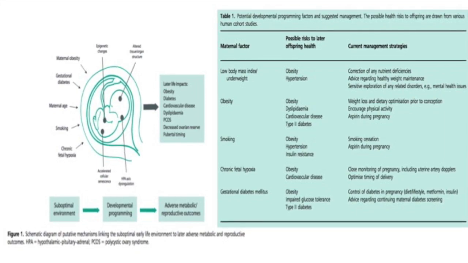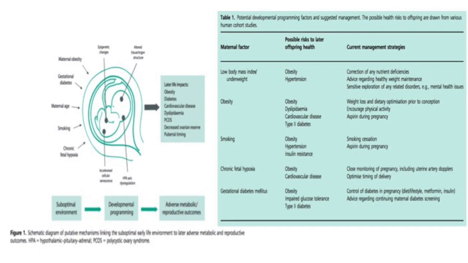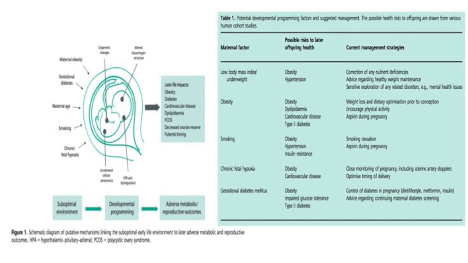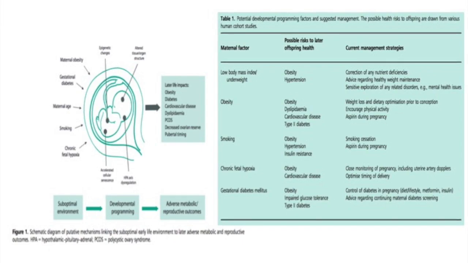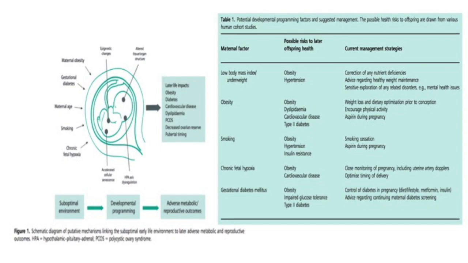The fourth maternal factor is chronic fetal hypoxia, which again leads to obesity and cardiovascular disease, and the way to manage that is close monitoring of the pregnancy, including uterine artery Dopplers and optimizing timing of delivery. The fifth factor is gestational diabetes mellitus, GDM for short, which leads to obesity, impaired glucose tolerance, and type 2 diabetes. The way to manage that is to control diabetes in pregnancy, whether it's diet or lifestyle, metformin or insulin, and advice regarding continuing maternal diabetes screening.